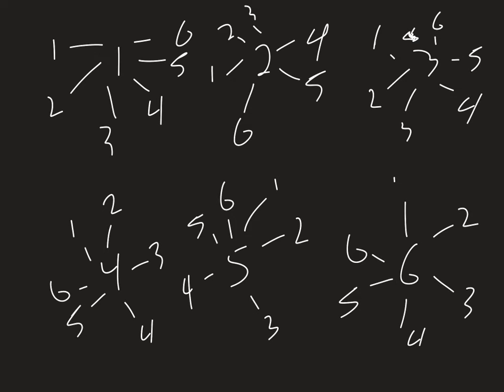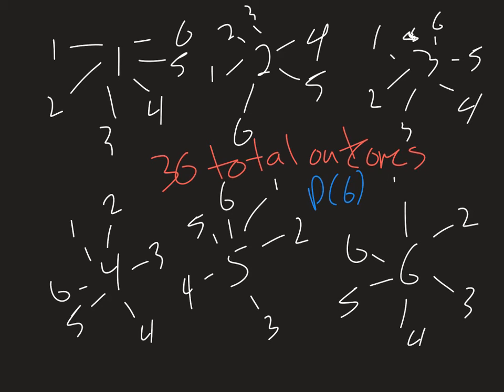Okay, now if I look at it this way, there are 36 total possible outcomes because I've organized them in a way where everything is equally as likely to happen. I could roll a 1 and then a 1, a 1 and then a 2, a 1 and then a 3, so on and so forth. There's 36 total outcomes if we think about it in this way, where things are organized by equal likelihood of outcome.